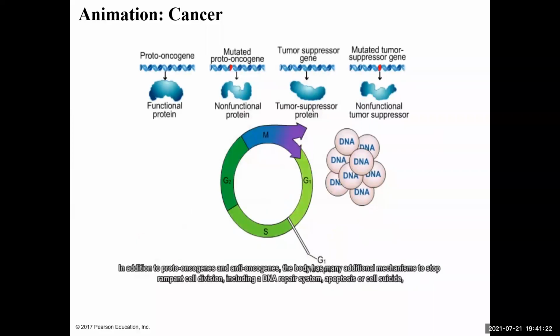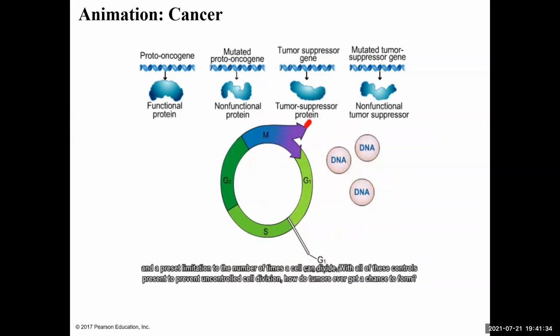In addition to proto-oncogenes and anti-oncogenes, the body has many additional mechanisms to stop rampant cell division, including a DNA repair system, apoptosis or cell suicide, and a preset limitation to the number of times a cell can divide. With all these controls present to prevent uncontrolled cell division, how do tumors ever get a chance to form?